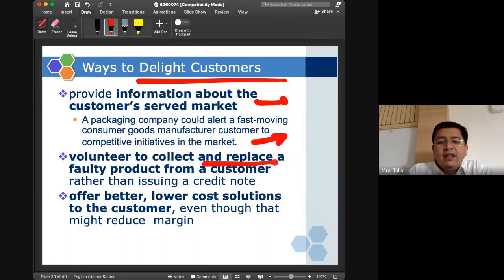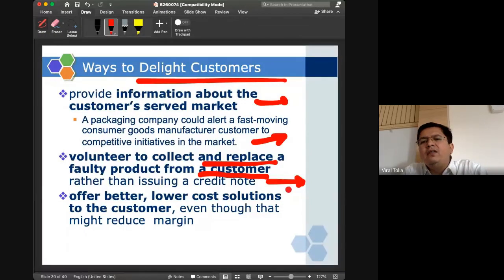Volunteer to collect and replace the faulty products from the customers in good time rather than issuing a credit note. This is also a very good option. Rather than making them wait, or giving them a credit note in terms of replacement or reimbursement of the product, just go there and get that work done. If you do it on time and provide the right service, they are always ready to be with you for a longer period of time. So this is the plus point we have.